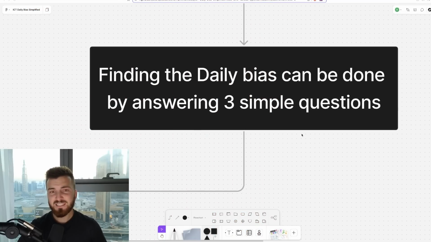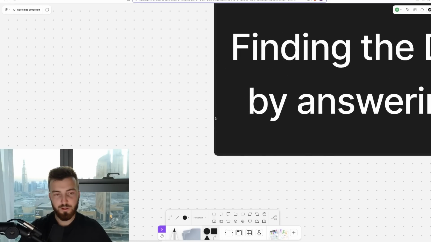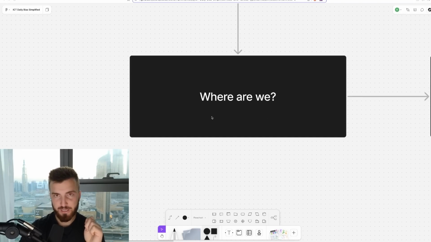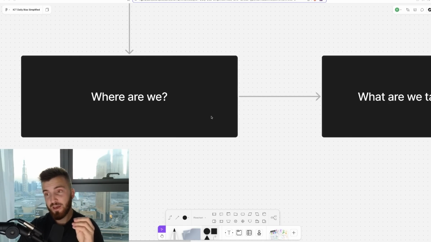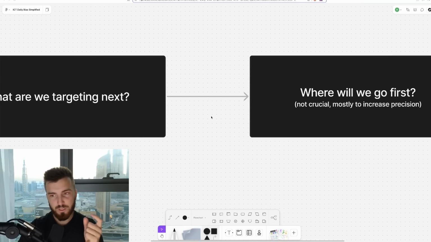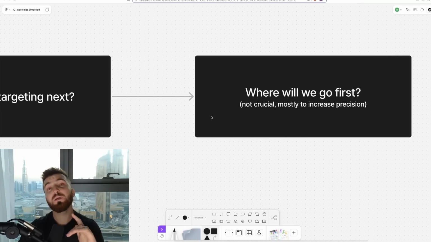So finding the daily bias can be done by answering 3 simple questions. Yes, 3 questions. So what are those questions? Well, first of all, where are we right now in the market? We'll look at an example, by the way. Where are we in the market? Then, what are we targeting next? And then afterwards, if you want a little bit more precision, where will we go first?